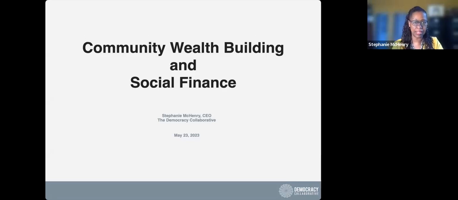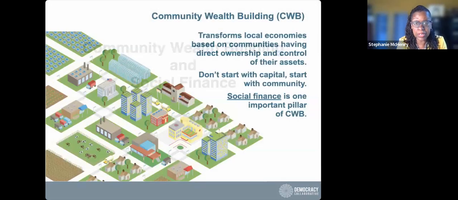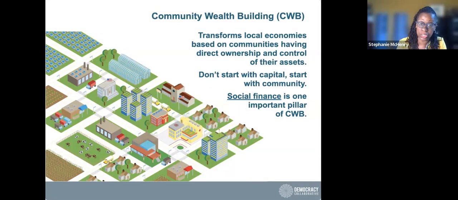So if you go to the next slide, we're going to spend a little time on community wealth building. The PFC study is awesome and has lots of details, so I'm not going to drive too far into the weeds there, but I'll keep it high level. First of all, we know that community wealth building, or CWB, so I don't have to keep saying that long sentence, the whole idea is to transform local economies based on communities having direct ownership and control of their assets. And it sounds like a simple thing, but sometimes when we look at challenged neighborhoods, you're like, what assets? There are no assets.